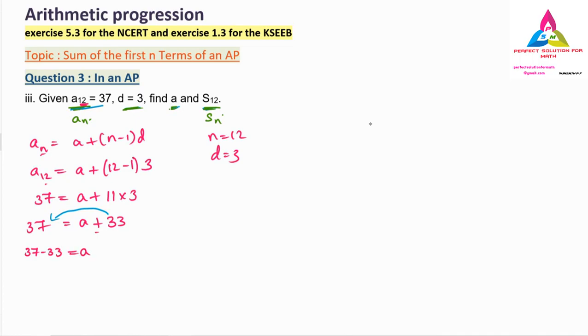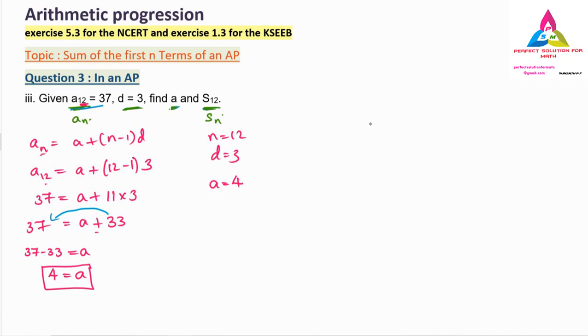That is equal to A. 37 minus 33 is nothing but how much? 4. So the A value we found is 4. So now we can go for what? Sn. So how do we find Sn?